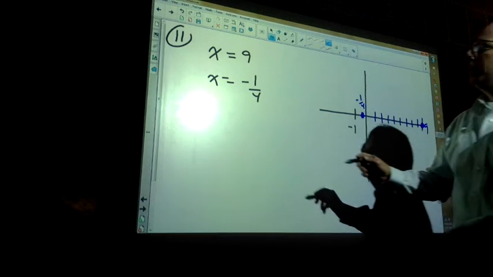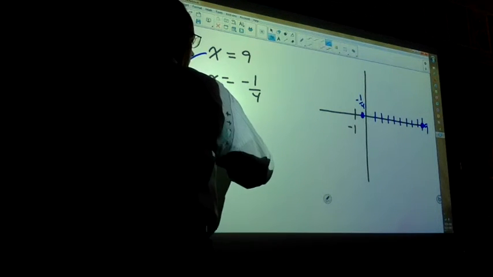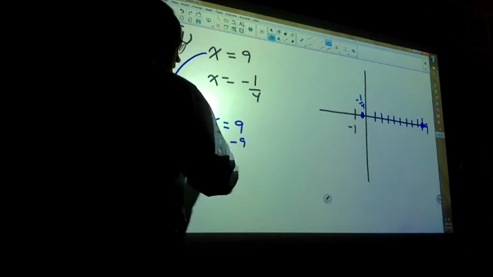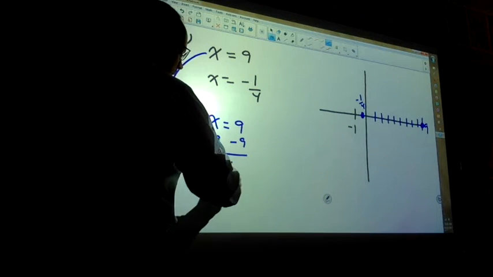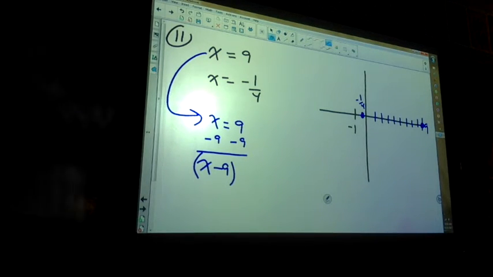So watch this. Ready? Let's take this first one. X equals 9. So I'm going to subtract 9 from both sides. So I get x minus 9. That's my binomial. Is that okay? Okay? Now let's figure out this other one.